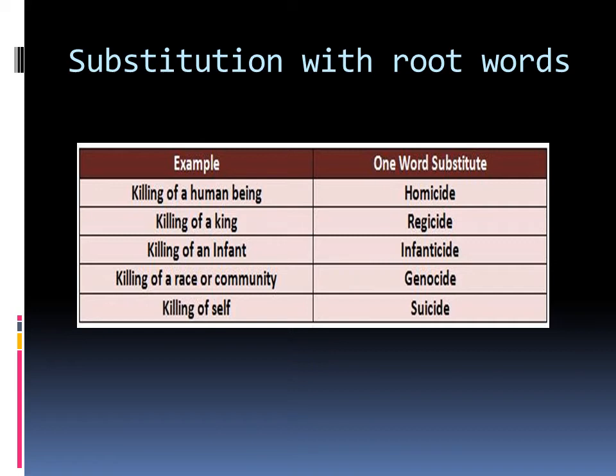Sui means one's own. Suicide. We can notice that cide is the suffix which is used in all the words: homicide, regicide, infanticide, genocide, suicide.